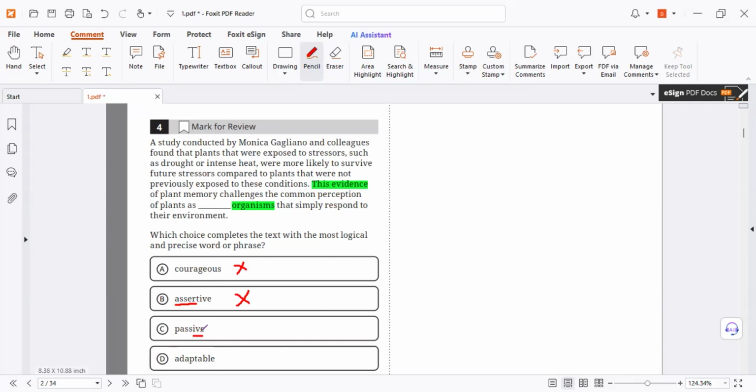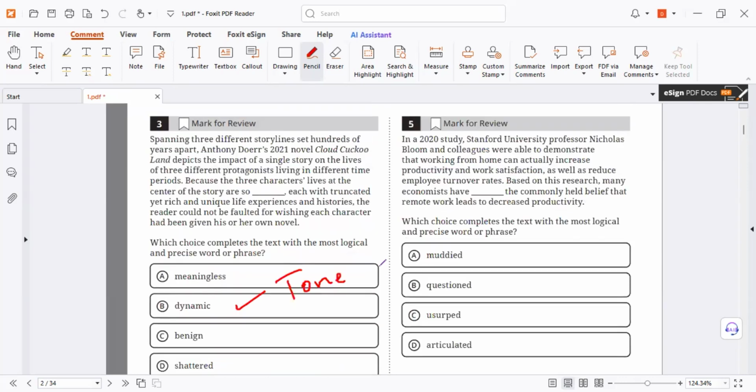Now we have a negative word and a positive word. So here, three positive, one negative. What is the tone exactly? Negative. He said here they were not exposed to these conditions. So it challenges the simple response. That means passive, they are not active. They cannot adapt. That's right. Yes. Good job. Now let's try the same way.